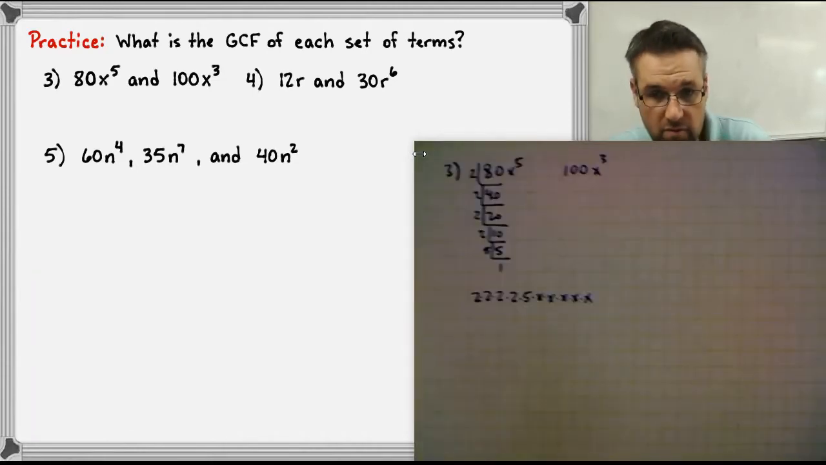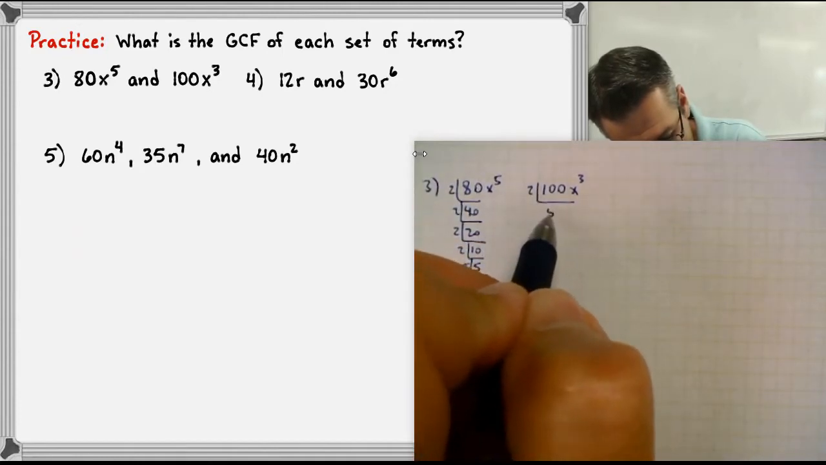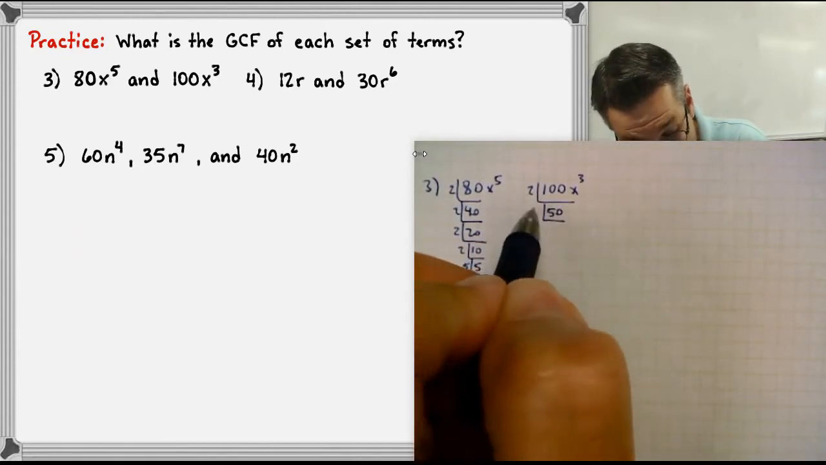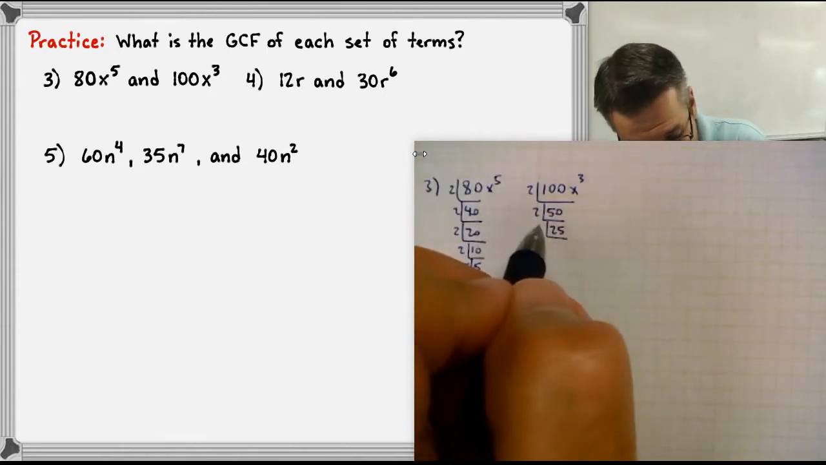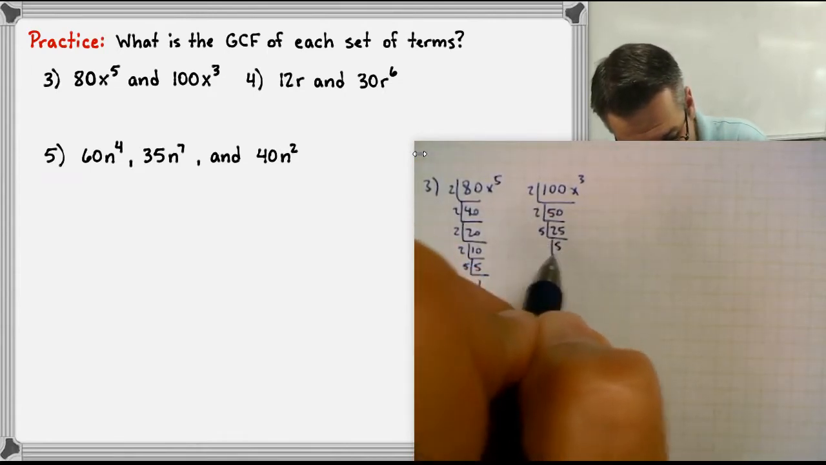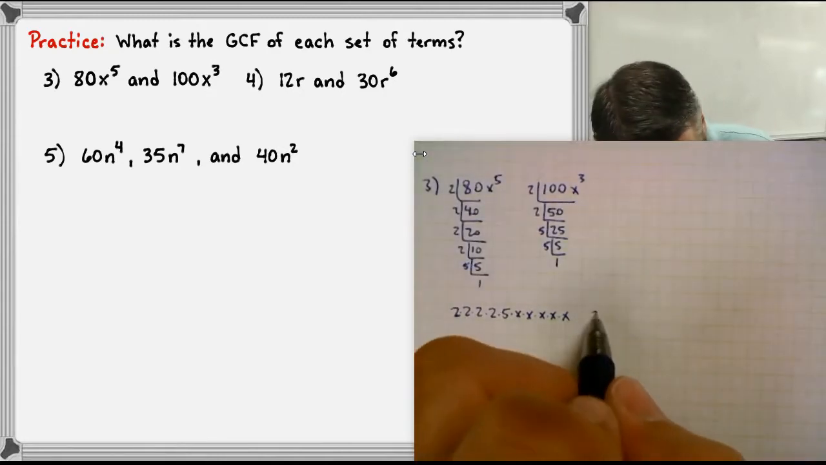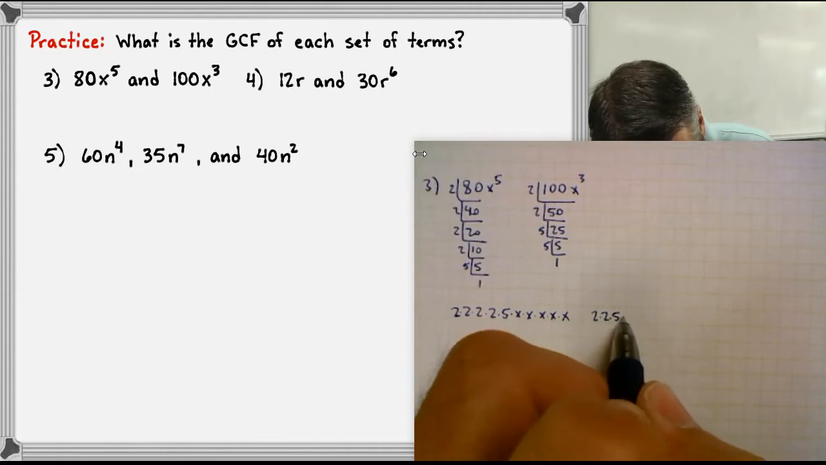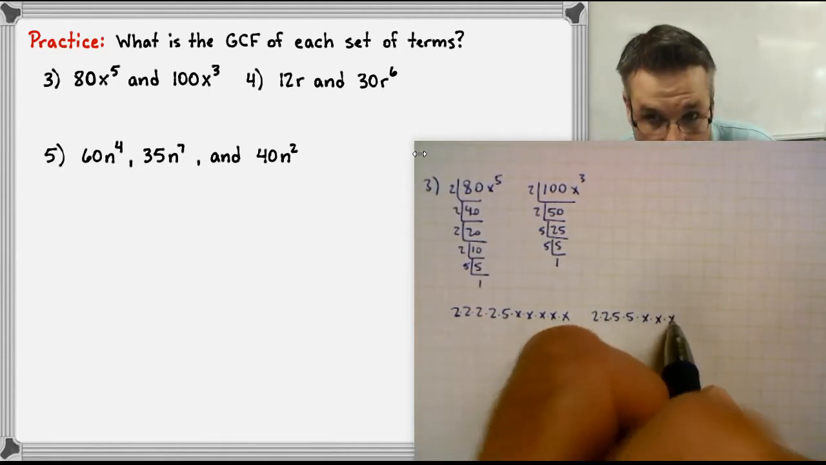Okay, so that's our prime factors there. For 100, we can factor out a 2, left with 50. We can factor out a 2 again, we're left with 25. What can I divide by 25? That would be 5 times 5, and then 5 is divisible by 5, and you're left with 1. So our prime factors there are 2, 2, 5, 5, and then our x's, we have x, x, and x.